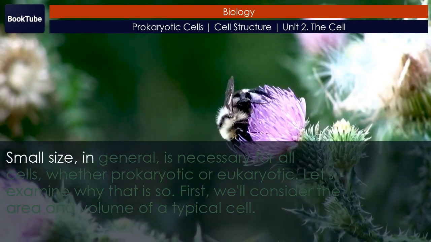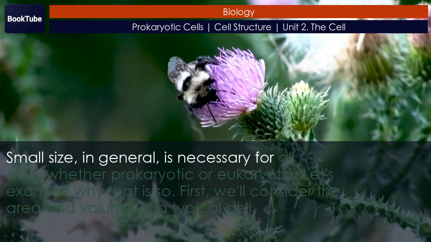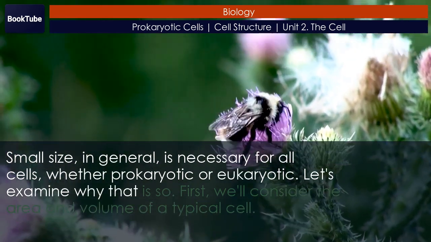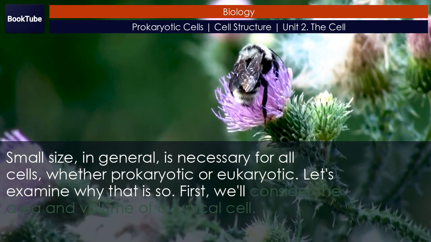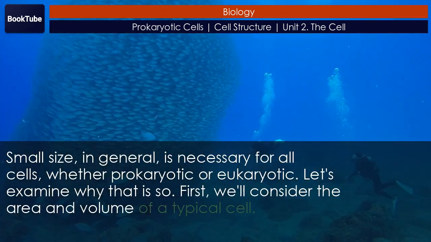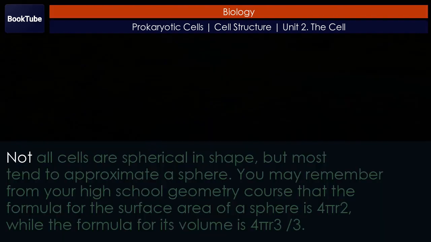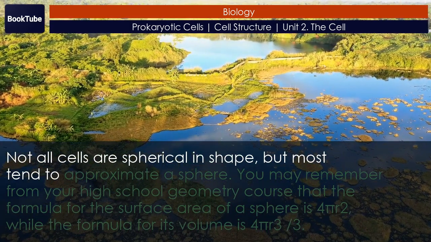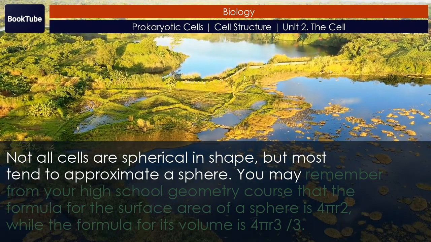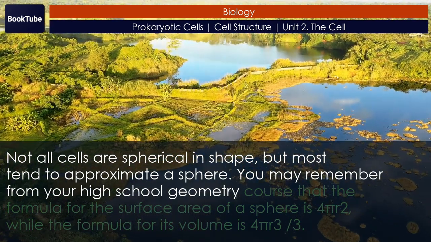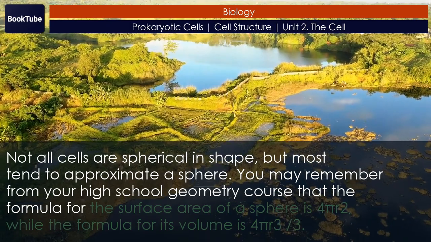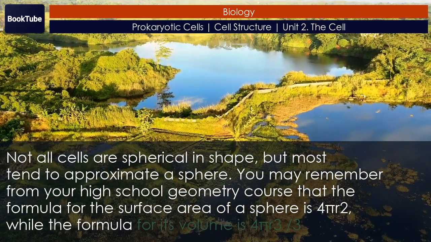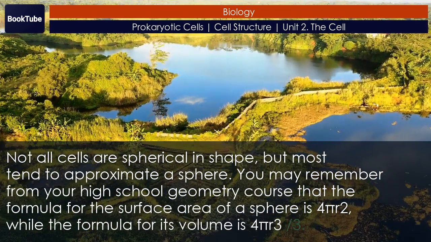Small size, in general, is necessary for all cells, whether prokaryotic or eukaryotic. Let's examine why that is so. First, we'll consider the area and volume of a typical cell. Not all cells are spherical in shape, but most tend to approximate a sphere. You may remember from your high school geometry course that the formula for the surface area of a sphere is 4πr², while the formula for its volume is 4πr³/3.